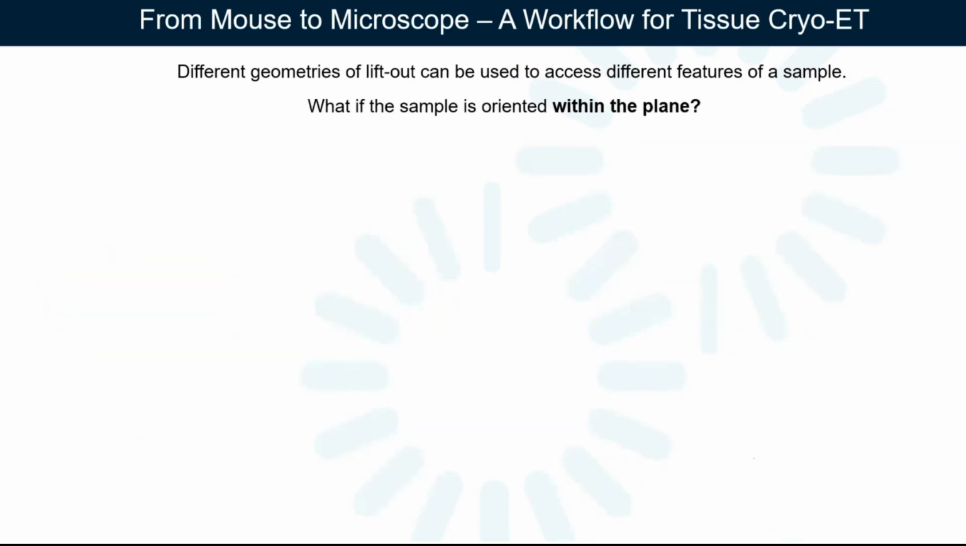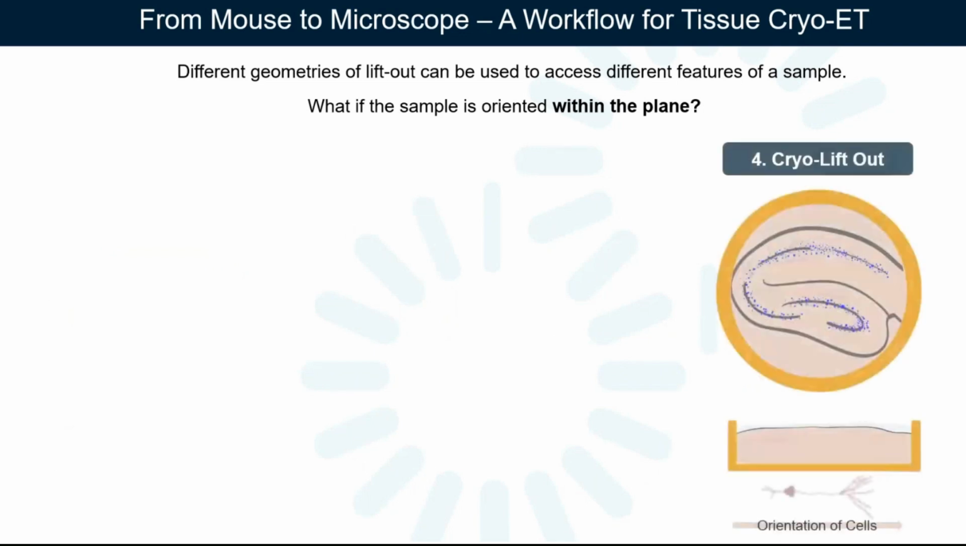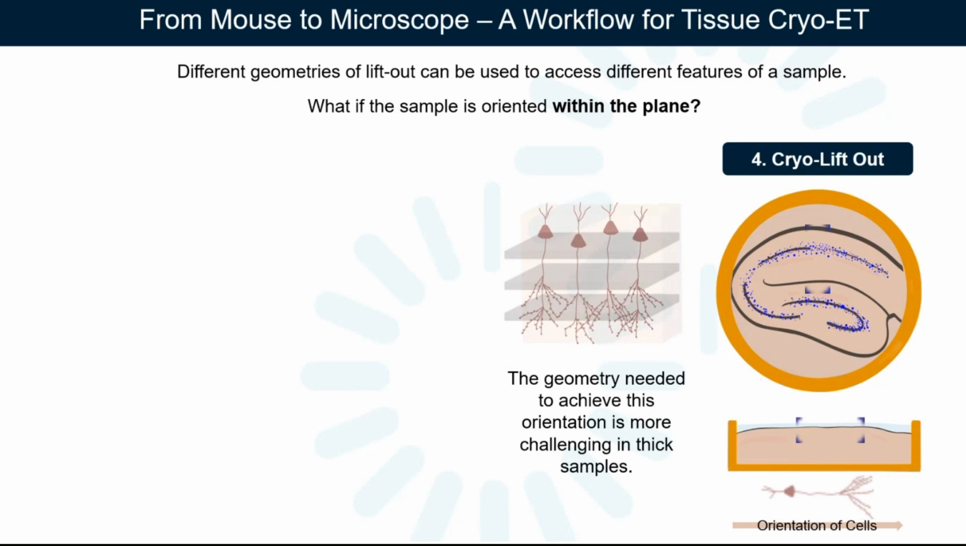So that's just an example of one of the approaches for the cryo lift out, but another approach is if you take your same slice of high pressure frozen material, but instead of from a top-down perspective, your region of interest goes parallel to the sample plane. So you'll need to play with the geometries a little bit.